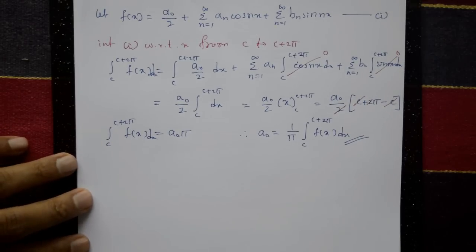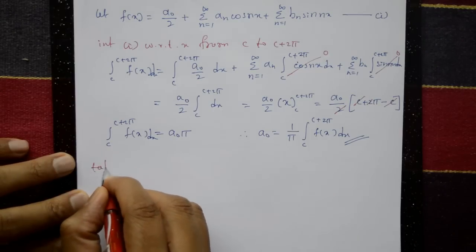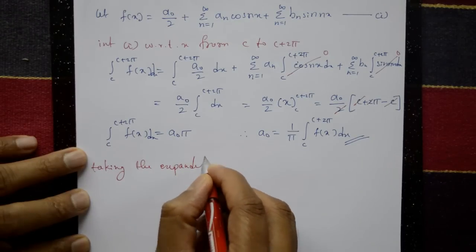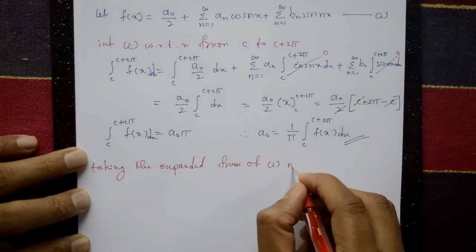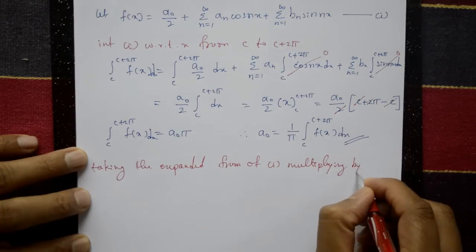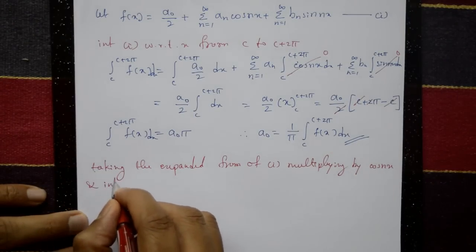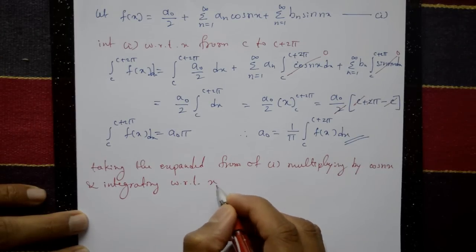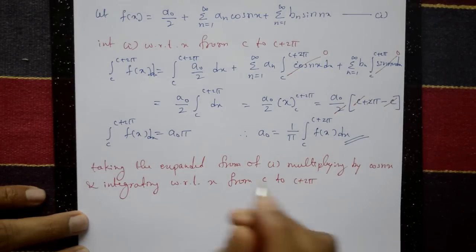Now we require an. Again taking equation number 1, taking the expanded form of equation number 1 and multiplying by cos nx and integrating with respect to x from limit c to c plus 2 pi.